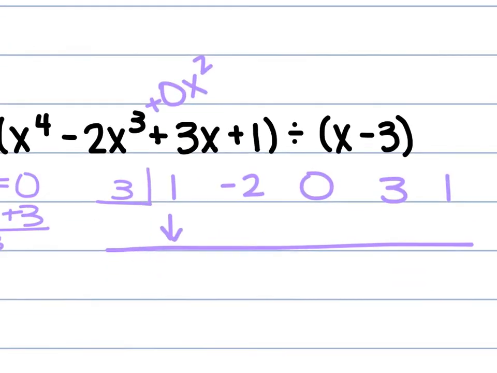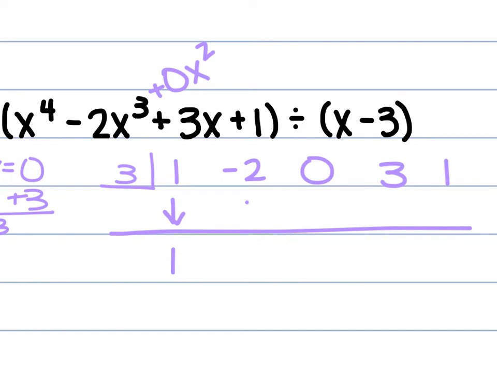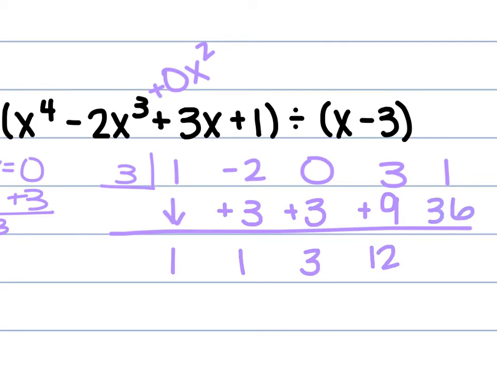The 1 gets dropped down. 1 times 3 is 3. Negative 2 plus 3 is a 1. 1 times 3 again is 3. Add that with the 0, you're with 3. And 3 times 3 is 9. With the 3, that's going to give us a 12. And 12 times 3 is 36. Add that with the 1, that's 37.